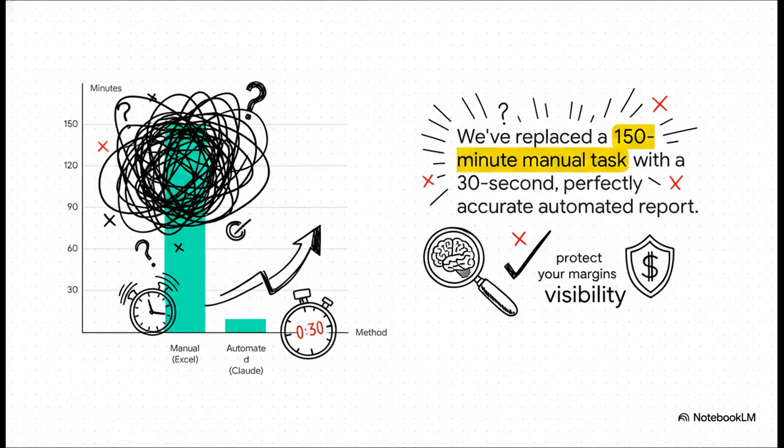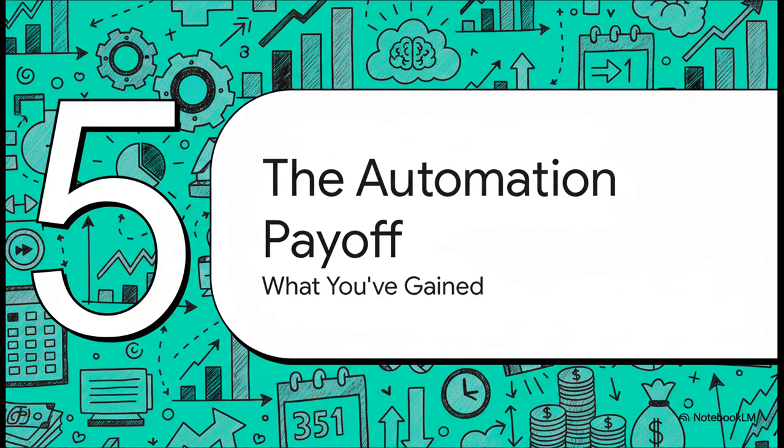So let's just be crystal clear about what just happened here. We took a 150-minute, error-prone manual task, and we turned it into a 30-second, 100% accurate automated report. And this isn't just about saving a couple of hours. This is about getting the visibility you need to protect your profit margins while you can still actually do something about it.